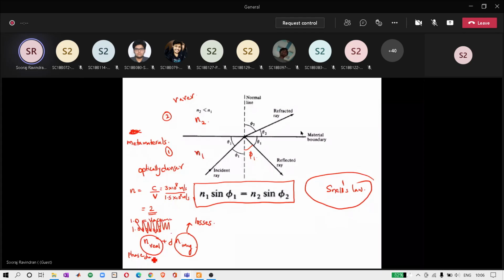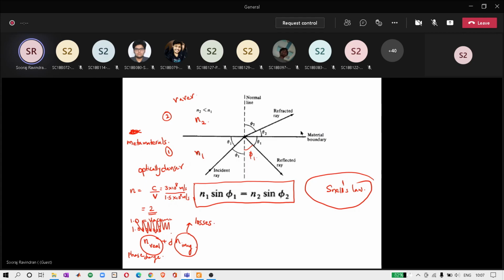Whenever light propagates through a medium, it acquires some phase. So the larger the real quantity, the greater will be the phase acquired by the wave. Similarly, the larger the imaginary quantity, the greater will be the losses associated with the wave propagation. So refractive index is a complex quantity. It has a real part as well as an imaginary part.